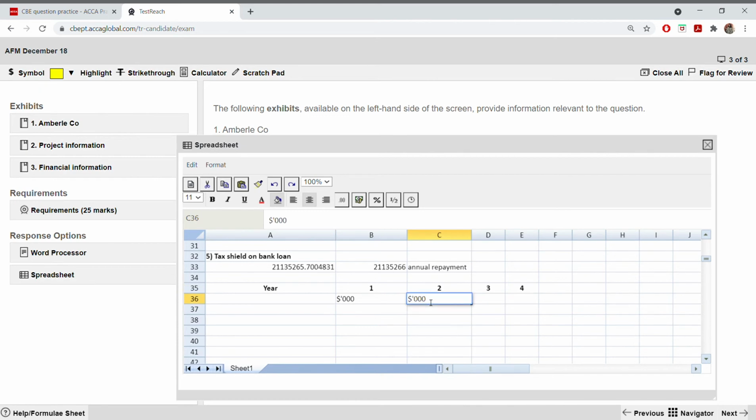Okay, for you to show that you're dropping down the 3 zeros, dollar. Okay, like this. If you write $000 or just 000, it will treat it as a currency or a number. That's why only 1 0 will come.